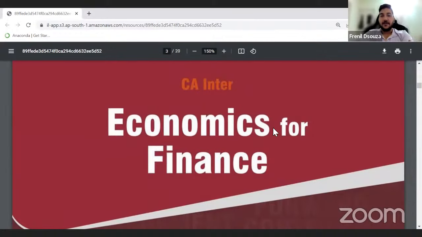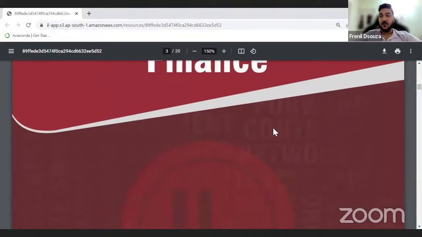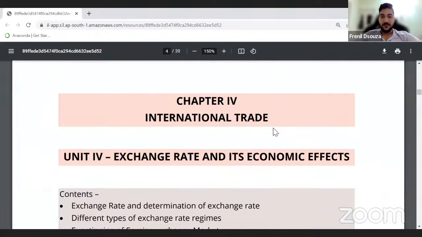So in this particular lecture, we'll be discussing the fourth unit of the fourth chapter, that is going to be the exchange rates and their effect. I had left this out last time because of the time constraint. This unit is a little bit lengthier than the other ones, and more of theory as well. So let us go through each and everything, and understand what this chapter wants to communicate with us.